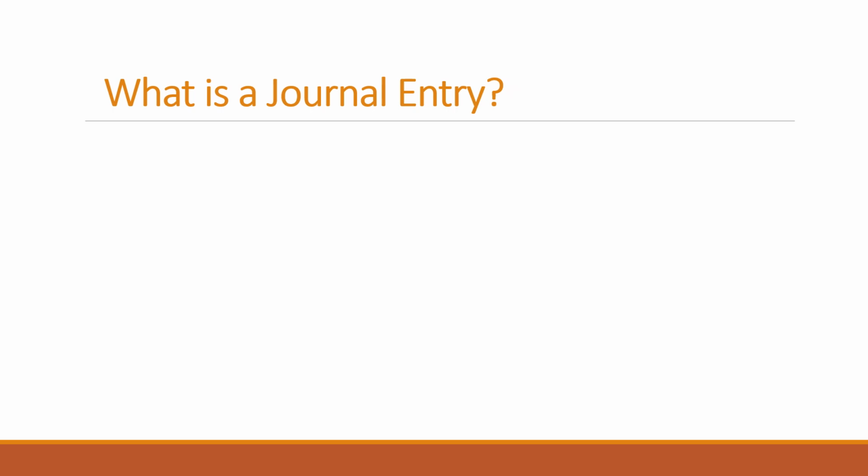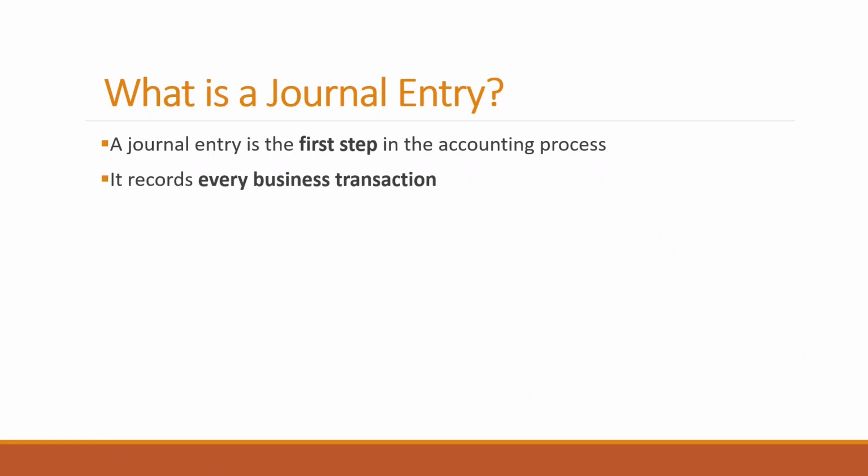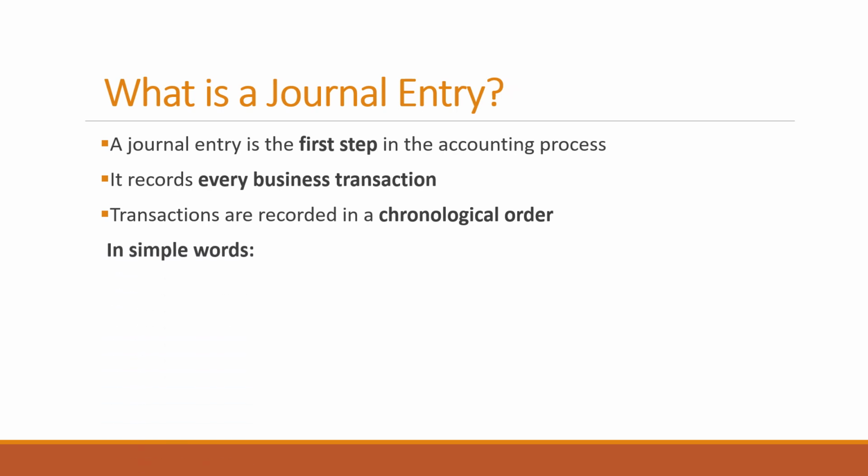What is a journal entry? A journal entry is the first step in accounting. Whenever a business does any transaction, buying, selling, paying, or receiving money, it must be recorded. This record is called a journal entry. In very simple words, a journal entry means writing down what comes in and what goes out. So what is the memory trick to remember? No journal entry, no accounting.